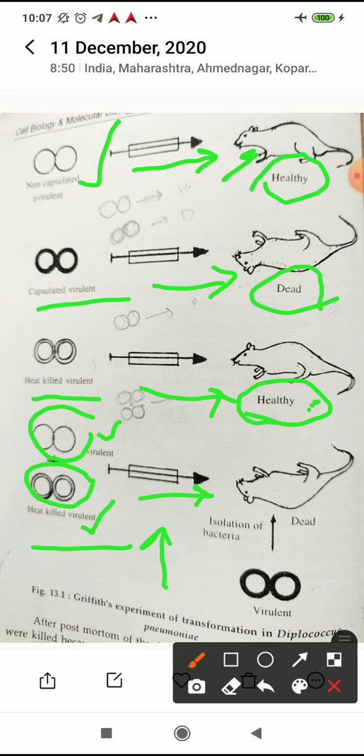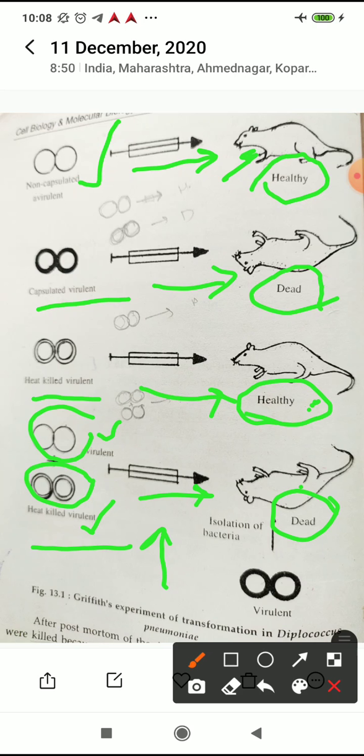And what he observed, the mice were dead here. And this is due to pneumonia. After post-mortem of the dead mice, it was found that the mice were killed by virulent bacteria. From this result, Griffith concluded that the presence of heat-killed virulent strain bacterial cells might be responsible for the transformation of avirulent bacteria into virulent bacteria.